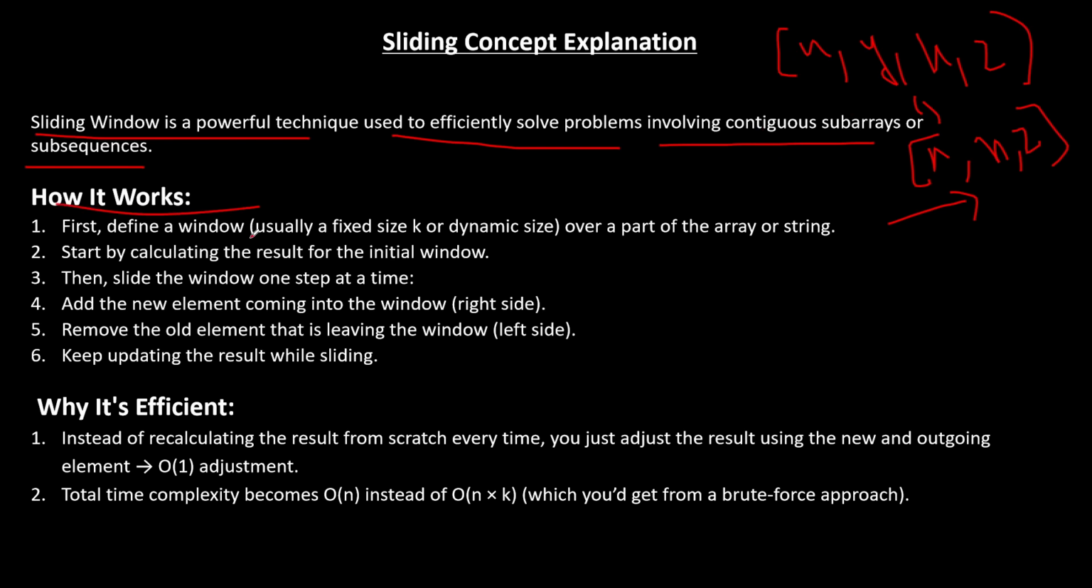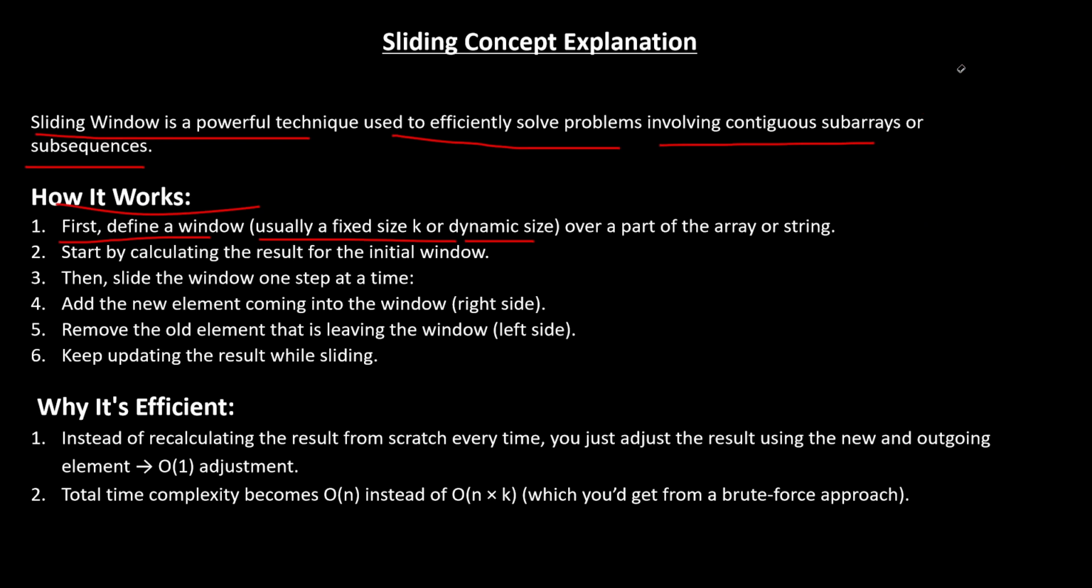Now, how does it work? First, we define a window, usually of a fixed size k or a dynamic size. A window could be of dynamic size also, or it could be of fixed size also. That could be derived from the question itself, what the question is asking, over a part of the array or string. Now, we start by calculating the result for the initial window. Whatever calculation has to be done for a particular window, like adding the complete values, taking the average of that window, taking the multiplication, or anything whichever is asked in the question.